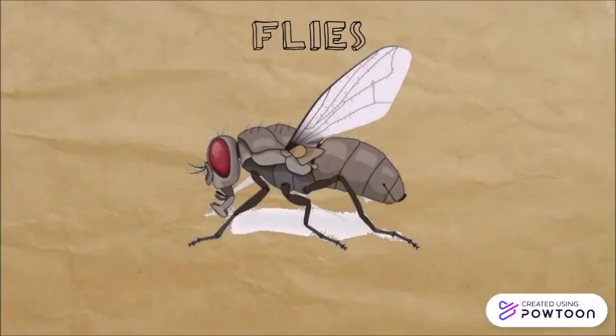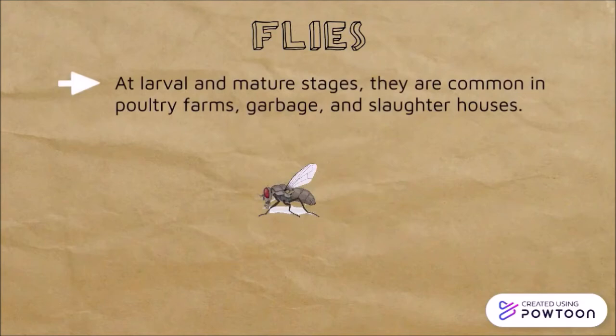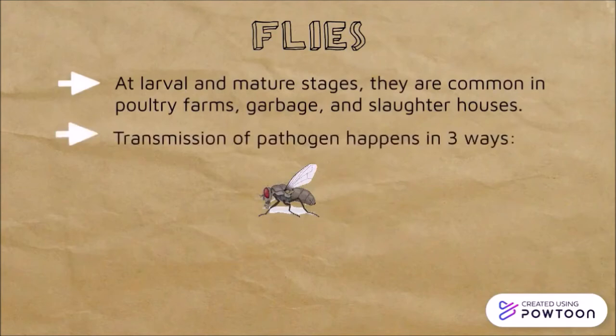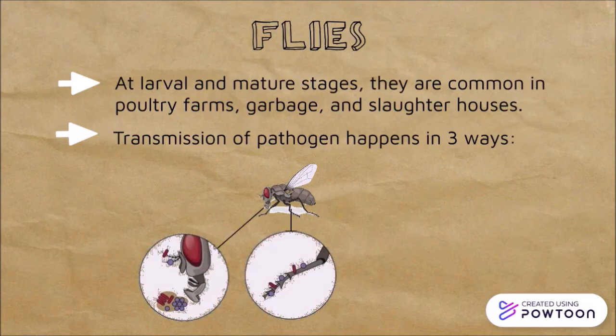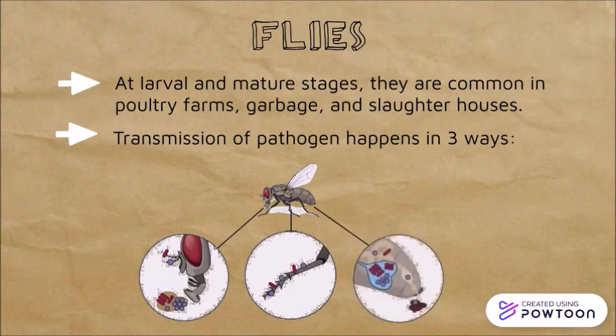Next up is flies. At the larval and mature stages, they are common in poultry farms, garbage, and slaughterhouses. The transmission of pathogens happens in 3 ways. The pathogens stick to the fly's body parts, to the legs and proboscis of flies. The pathogens are deposited along with the vomit onto the food because their mode of feeding is sucking the food after liquefaction in regurgitated saliva, and the pathogens are deposited in their feces after passing through the guts.